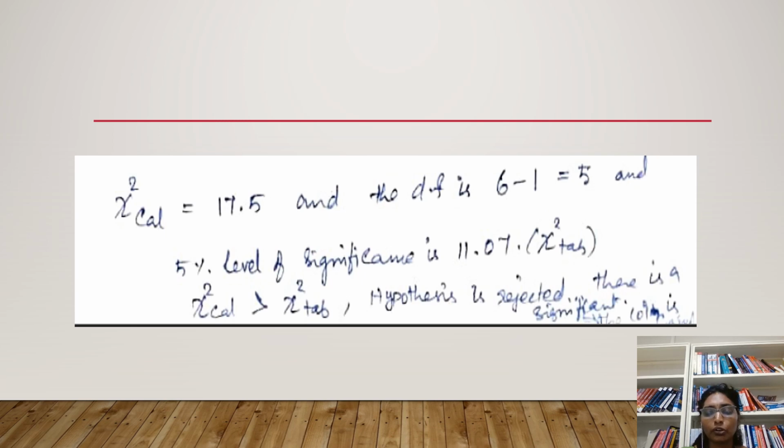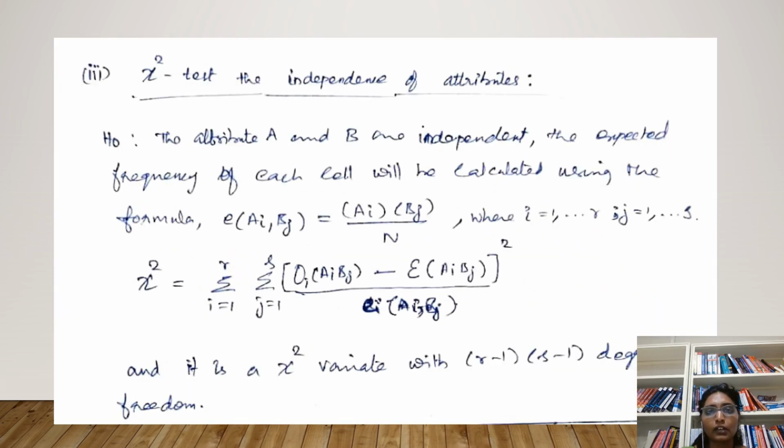Clear? So shall we move on to the next topic? That is the independence of attributes. These are also very important. In the goodness of fit, they have given one single data. Here they have given two data. So this is the chi-square test for the independence of attributes.